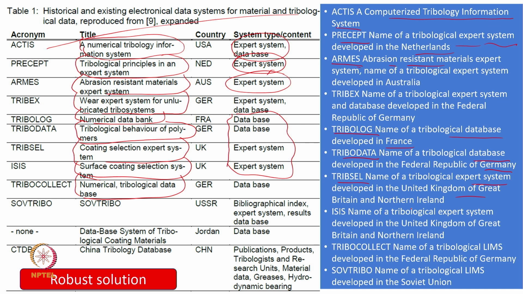So these are similar systems that have been developed. This is Tribocolite, the name of the tribology system developed, again, in Germany. So these are the names which are available in literature.